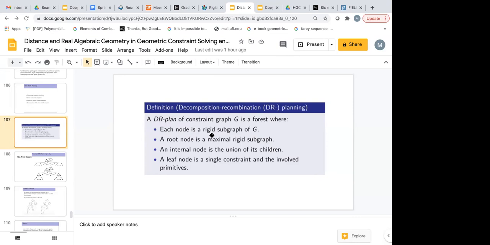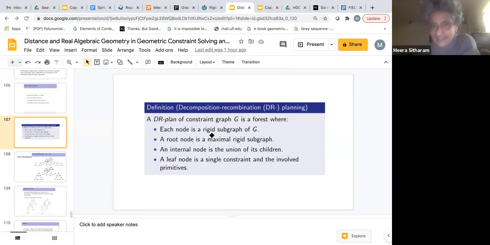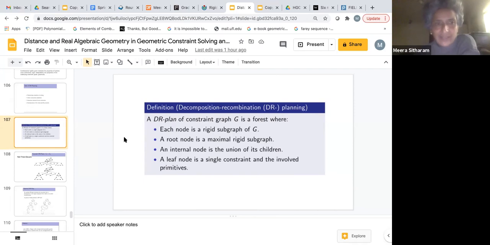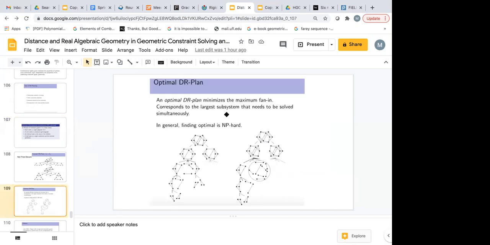Okay, so tree decomposable had like three subgraphs that intersected each pairwise at one vertex. Exactly. None of those requirements are here. We are generalizing well beyond that, because the tree decomposable class is a very small class. So an optimal DR plan is something that minimizes the max.